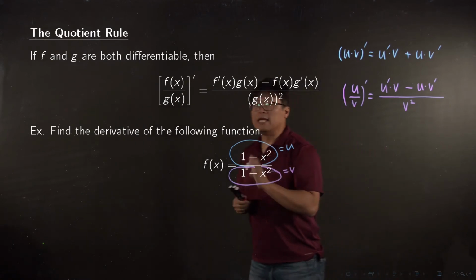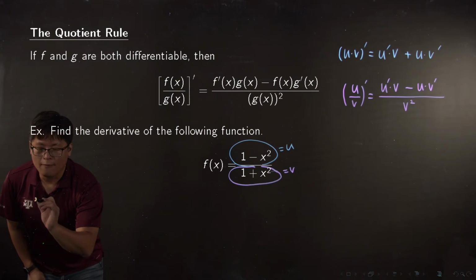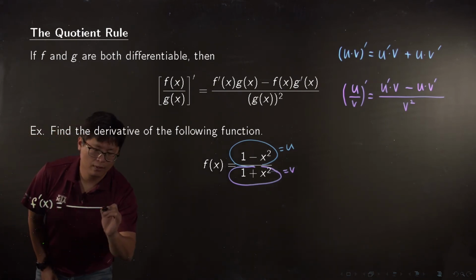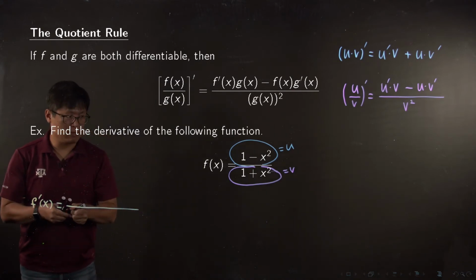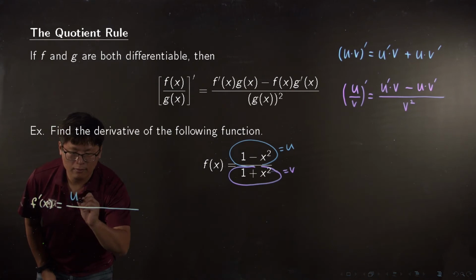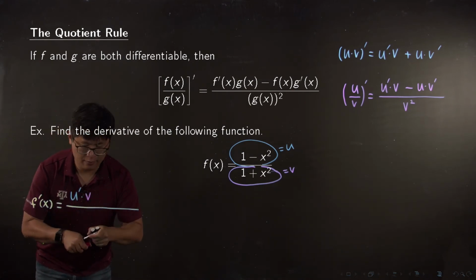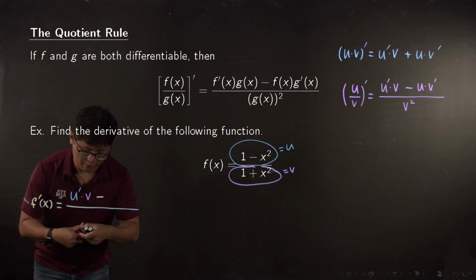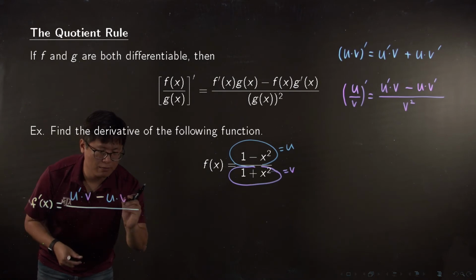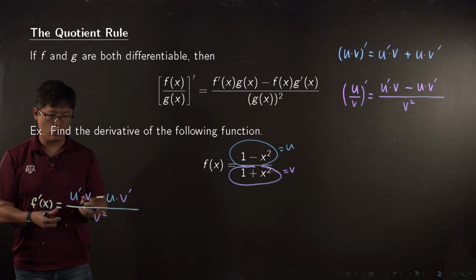Then let's do the four-piece puzzle. So f prime of x is equal to, for the practice, let me write the quotient rule again: u prime times v minus, because it is the quotient rule, u v prime over v squared. That's it.